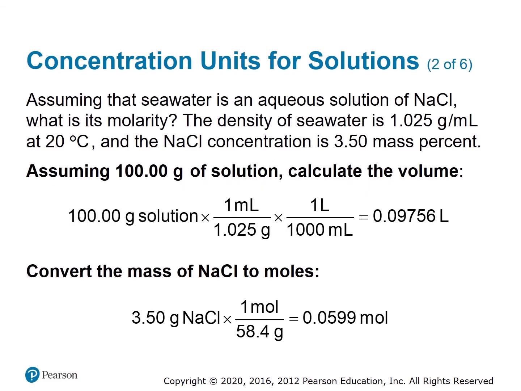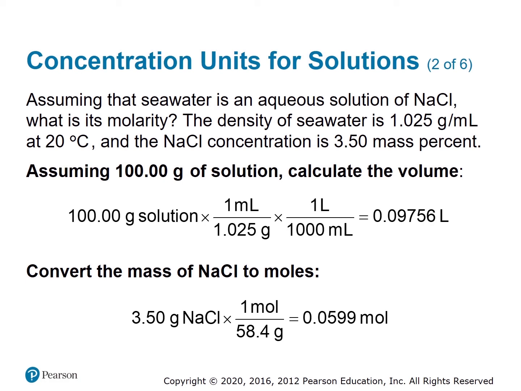Here's an example of a problem that often confuses people before they've seen it worked out: converting from one concentration unit to another. Let's consider seawater, which has a density of 1.025 grams per milliliter and has a concentration of 3.50% by mass of sodium chloride. How can we use this information to find its molarity? The key to starting a problem like this is to assume that we have a certain amount of the solution. Concentration is an intensive property, so choosing an arbitrary starting amount won't affect the final answer.